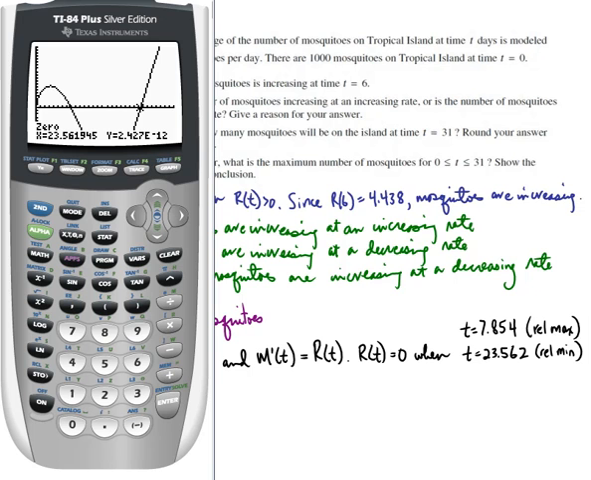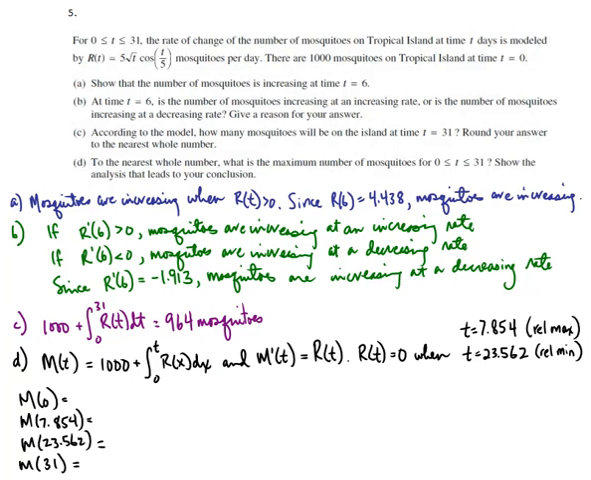And since a relative minimum can never be an absolute maximum, we don't really need to worry about that particular one. So I'm going to close the calculator down and show that we want to evaluate the function, the number of mosquitoes, at each of those times. Well, we know at 0 there's 1,000, and we know at 31 there are 964. We know at 23.562 that's a relative minimum, and that can't be the absolute max, so we don't worry about it. Now all we need to do is to evaluate our function at 7.854.